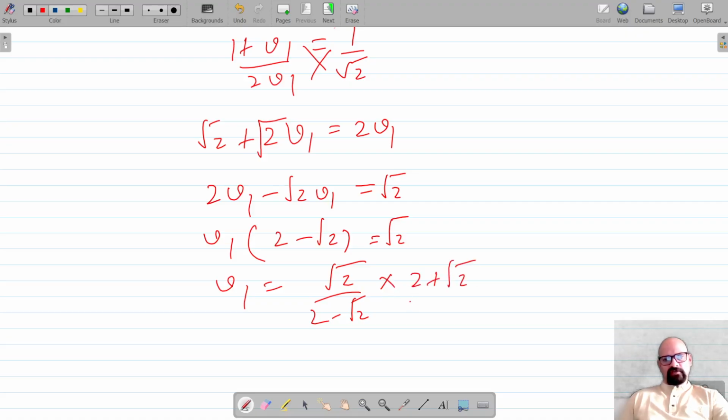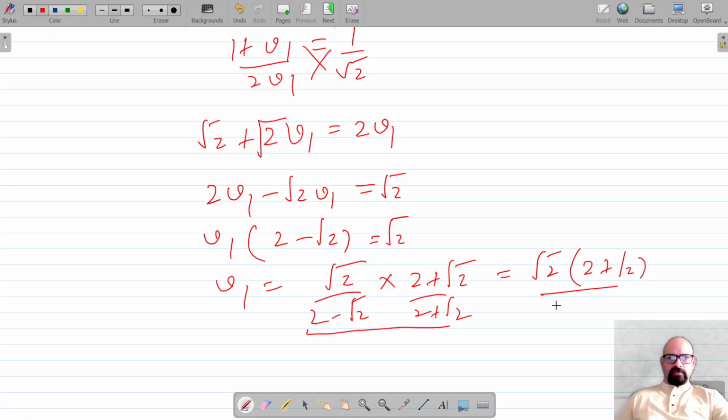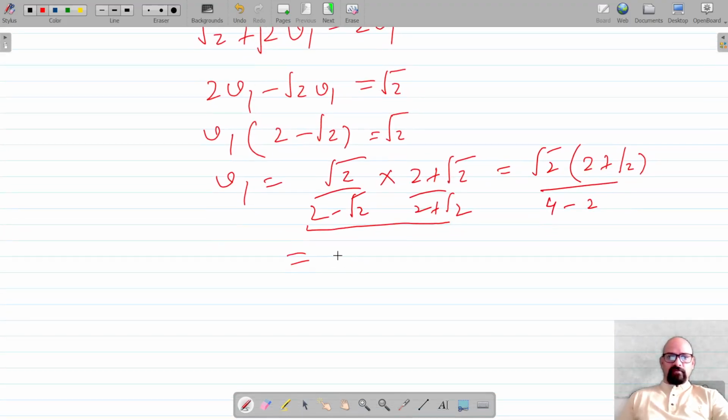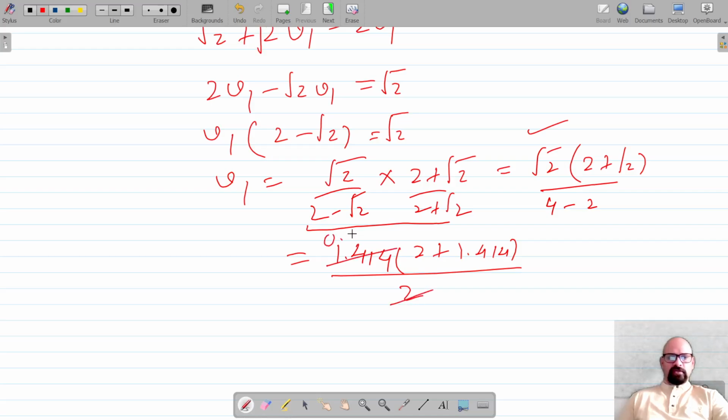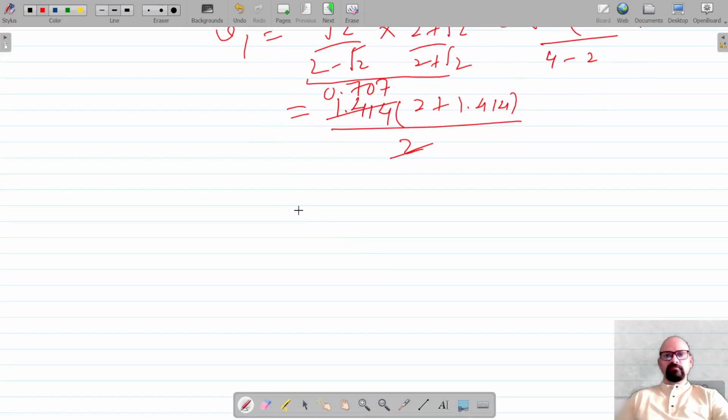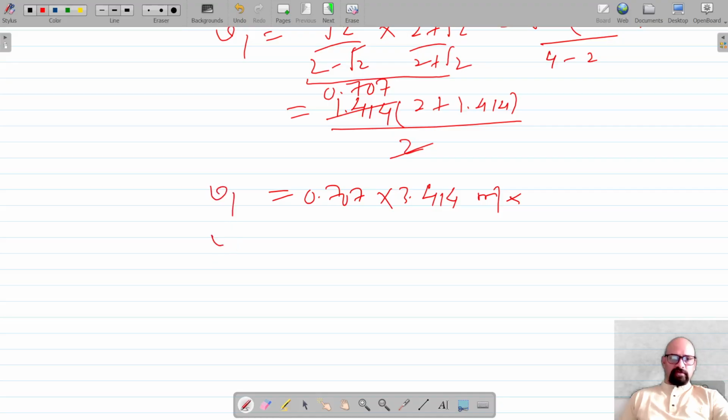If we rationalize this, we multiply by 2 plus root 2, so root 2 into (2 plus root 2). And this is (a plus b) into (a minus b), which is a squared minus b squared, 4 minus 2. Finally, the value of root 2 is 1.414. 2 plus root 2 is 3.414, divided by 2, so this is 0.707. Now 0.707 into 3.414 is the velocity of the man.